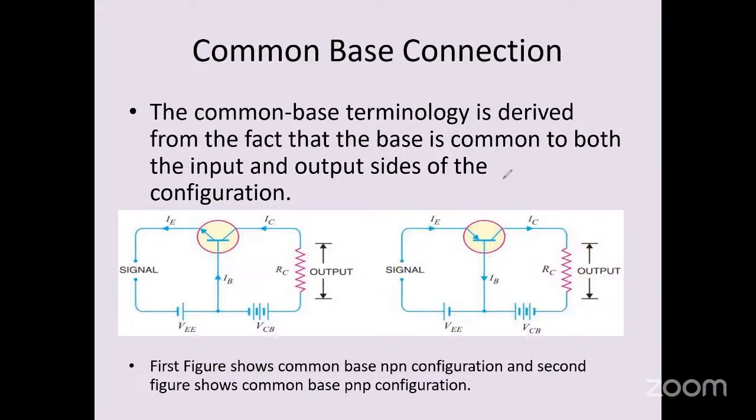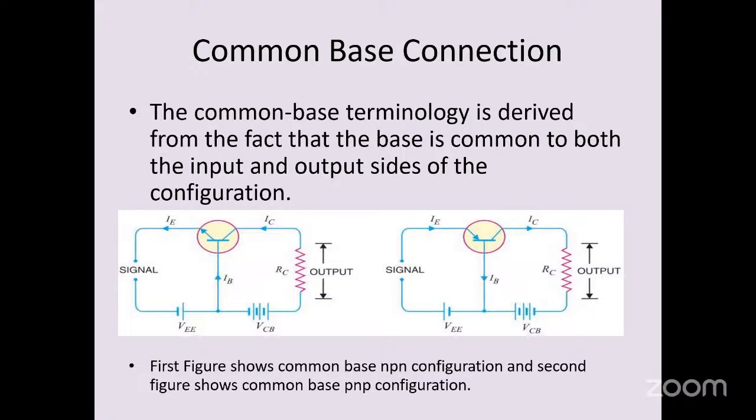Here also, this is NPN. NPN means negative here, forward bias. This is positive, negative, reverse bias. Okay. So here the base is common for both input as well as the output. Then this configuration is common base for NPN as well as PNP transistor.